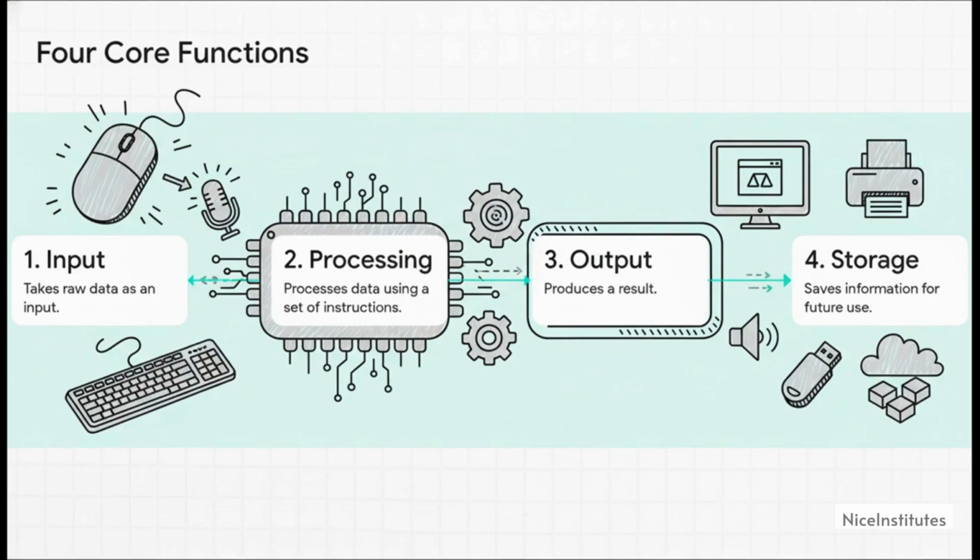Let's use an analogy. Think of it like baking a cake. The input, those are your ingredients: flour, sugar, eggs. The processing is you mixing everything together and putting it in the oven, following the recipe. The output is, of course, that delicious finished cake. And the storage, well, that's you saving the recipe card so you can make it again later. Every single thing your computer does, big or small, follows this exact pattern.